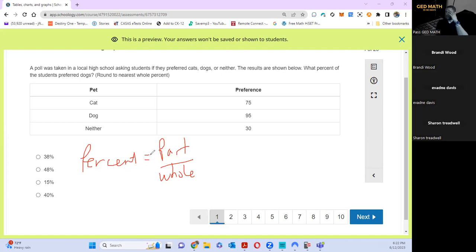Okay, so what are they asking? What percent of the students prefer dogs? So my part is going to be what? Dogs. It says 95. What's my whole? The whole is all of them, all of them added together. So if you add all of them together, what do you get?